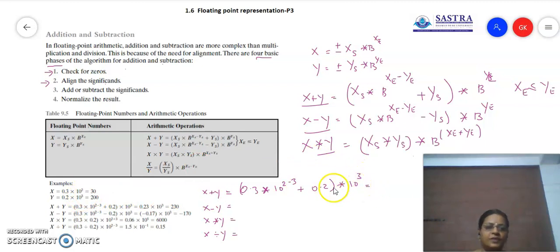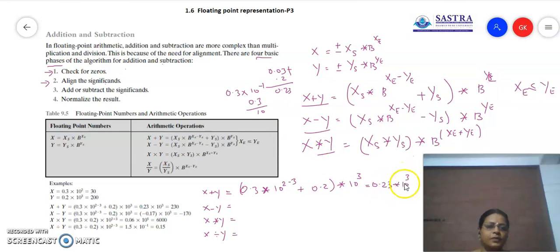Okay, now if you just work it out, this is 0.3 into 10 power 2 minus 3. 2 minus 3 is nothing but minus 1. So 0.3 into 10 power minus 1. So it is nothing but 0.3 by 10. Okay, so you will be having one more point here. So this is going to be 0.03, and that should be added with 0.2. So 0.2 will be added. So you'll be getting 0.23. So the final answer is going to be 0.23 into 10 power 3.